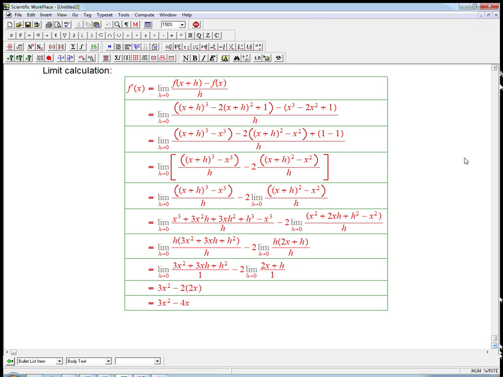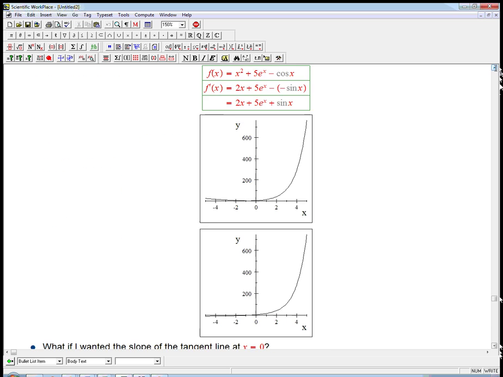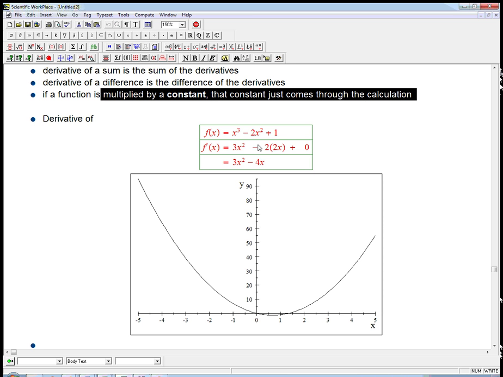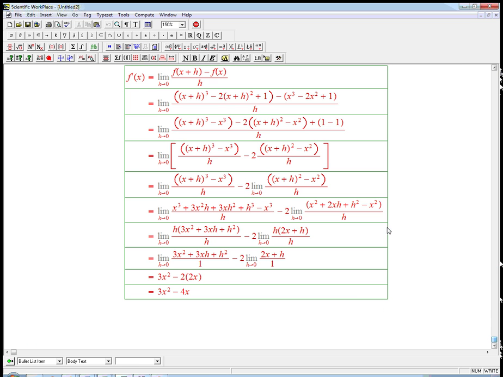One repeat of a warning, though. Remember, one of the rules was that a constant, where was it? If a function is multiplied by a constant, that constant just comes through the calculation. It comes out. It doesn't go away. It just comes out. So the derivative of minus 2x squared is minus 2 times the 2x, which was the derivative of x squared. But only if it's a constant. We will have what's called the product rule for the product of two variable functions soon, but it's more complicated. And don't assume that the derivative of a product is the product of the derivatives. That's just not true in general. Okay.